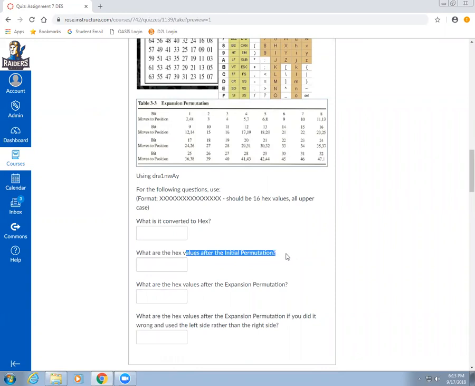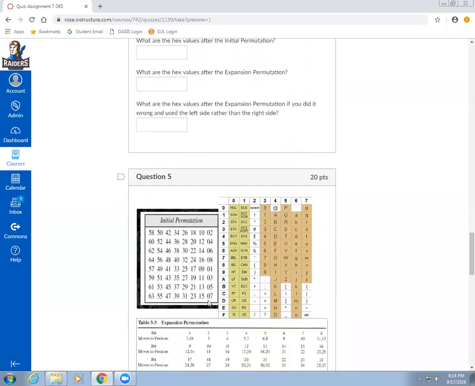What are the results after the initial permutation? What are the results after the expansion permutation? You just write the results in hex. This one here is the right side. This one says what are the hex values after the expansion permutation, and if you did it wrong, it would be the left side. Makes sense? The only reason I did this is that so many people would submit the left side. I just want you to realize that you should give me both, so that you know you're doing them both. You've got to do just a couple of them.